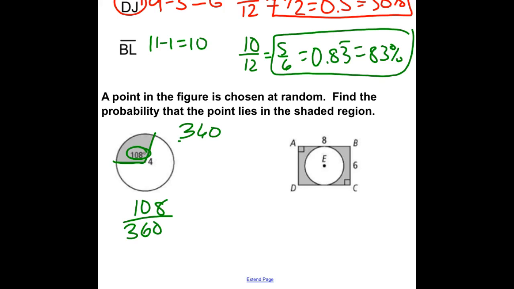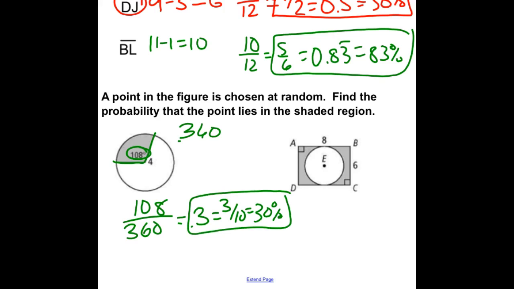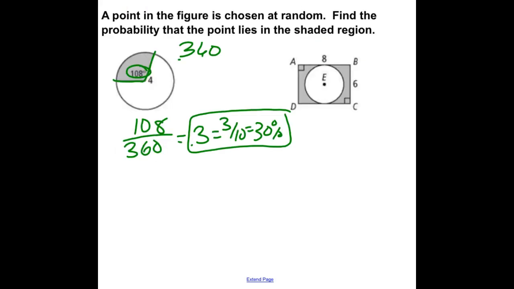So I go 108 divided by 360, and that simplifies down to 0.3, which is the same as 3/10, which is the same as 30%. And it's pretty straightforward there. What gets a little bit trickier is this one over here on the right. You need to find out the area of the shaded region, the area of the rectangle, and the area of the circle. So let's start with the rectangle. You can see it's just base times height. We go 8 times 6, we get 48. Let's go next to the circle.